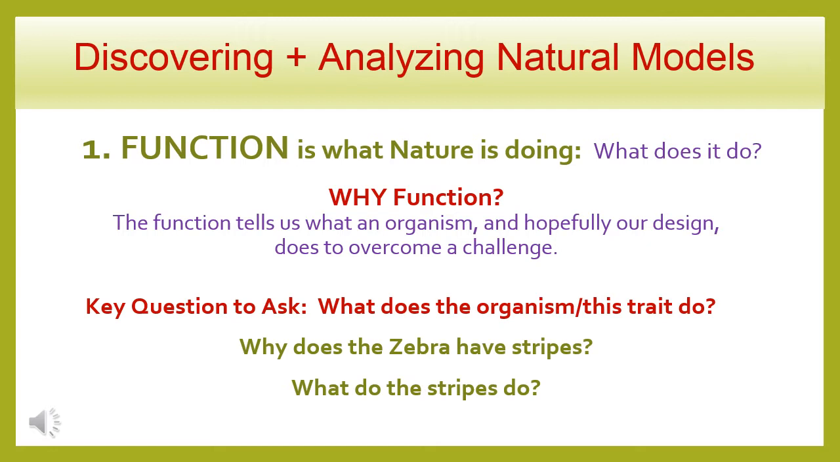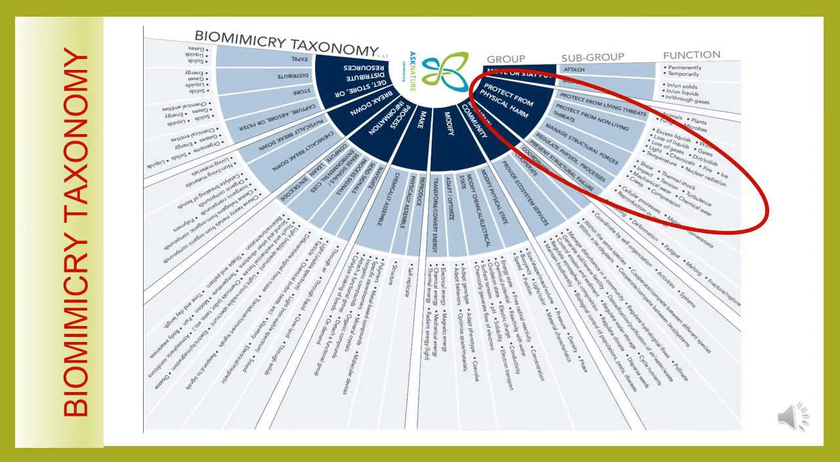Much like the functions discussed in the scoping phase, it's important to be specific about what the function is in order to develop a list of model organisms that are relevant to what we want our design to do. This allows us to narrow our focus while still keeping an open mind when looking for potential champions during the discovery process.